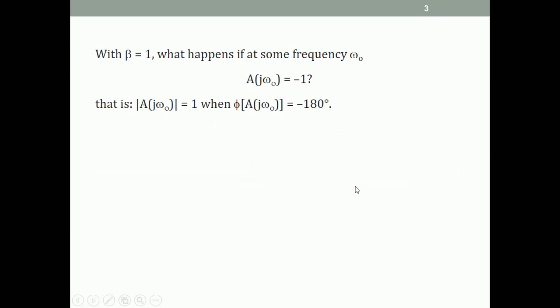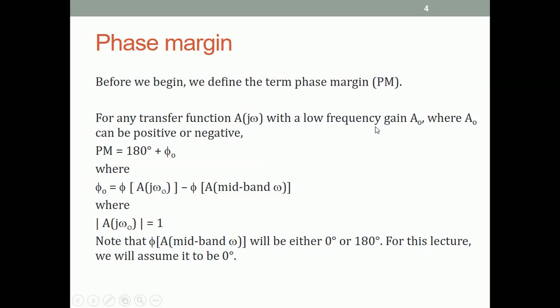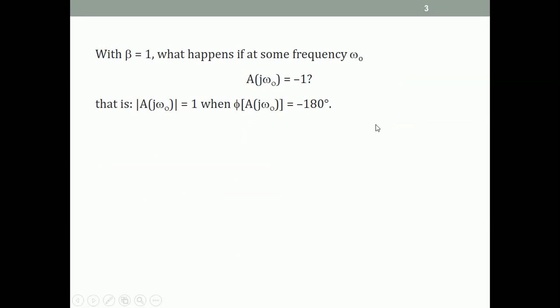So let us ask the first question that is asked in discussing stability. With beta equal to 1, what happens if at some frequency omega 0, A of j omega 0 becomes equal to minus 1? Or in other words, the magnitude of A of j omega 0 is 1 when the phase of A of j omega 0 is minus 180 degrees. Right, this is the question to begin our discussion. And okay, I'm sorry, there should be a pause here, so please pause and answer this question.